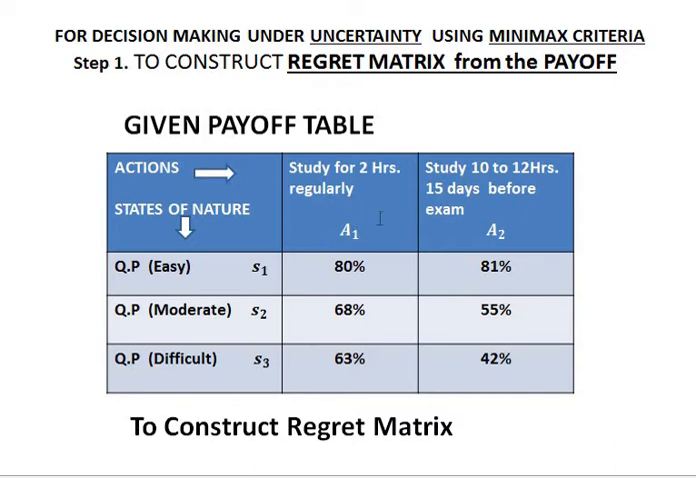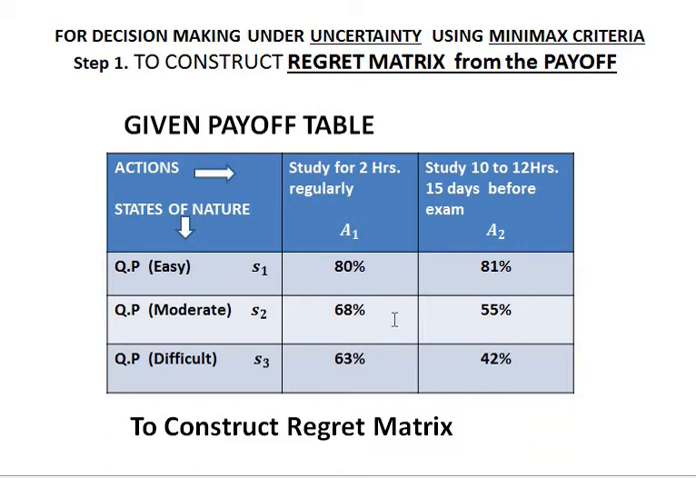Suppose you have two options in the beginning to start with, that is either study regularly daily for 2 hours, this is one action, and the second action is study 15 days before the exam rigorously for 10 to 12 hours. Now these are the actions which are in your hand. You are going to take a decision out of these two. While the states of nature, that is the question paper, may be easy, moderate or difficult, which is not in your control. These are the three states of nature, S1, S2 and S3. Again I have repeated the same values in order to explain the regret criterion. So these are the same values.